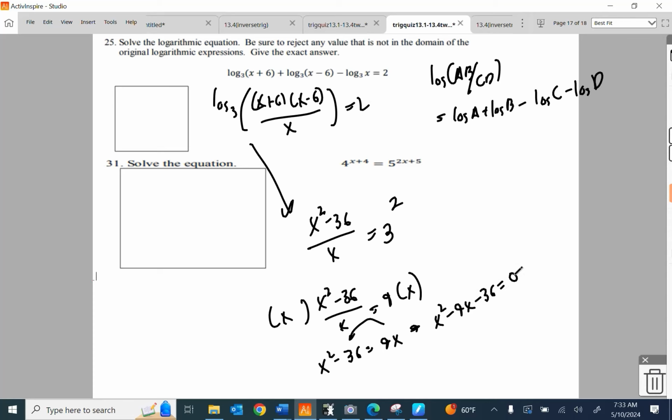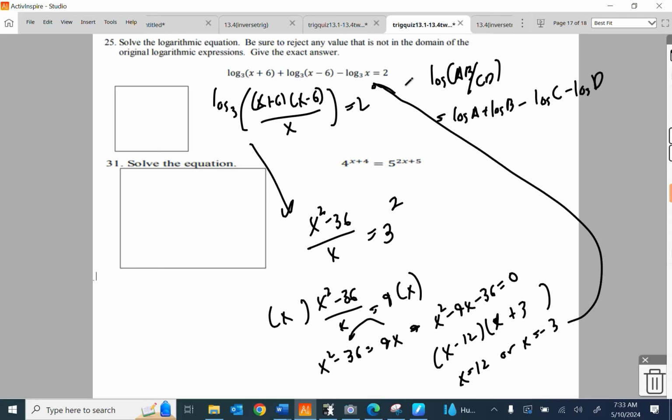We're going to attempt to factor. I guess so. Factors of 36, probably 12 and 3. That'll work. We'll do a minus 12 and a plus 3. This will tell me that x is 12 or x is negative 3. And that fails.